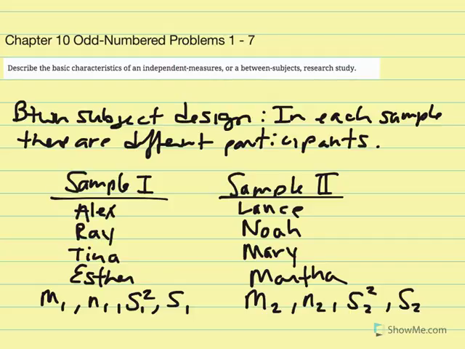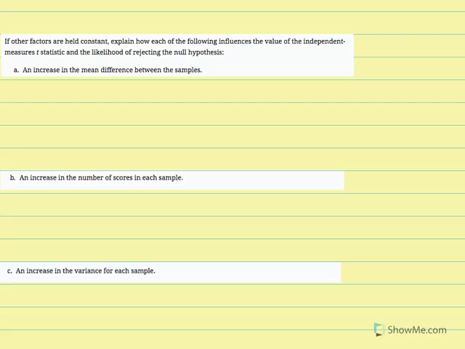But again, pointing out we have different individuals in each of our samples. Number two, if other factors are held constant, excuse me, this is number three. If other factors are held constant, explain how each of the following influences the value of the independent measures t statistic and the likelihood of rejecting the null.